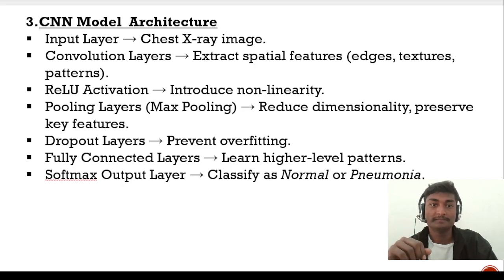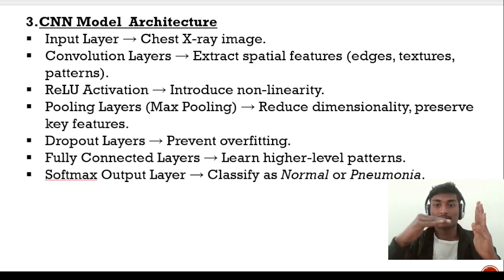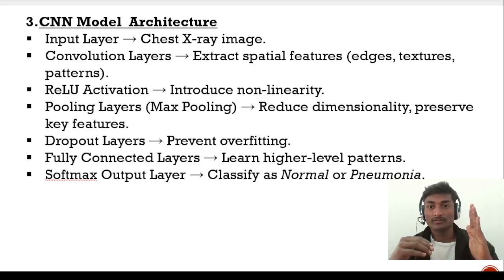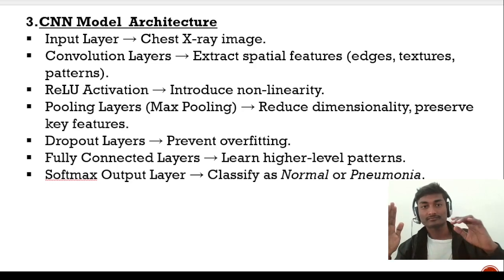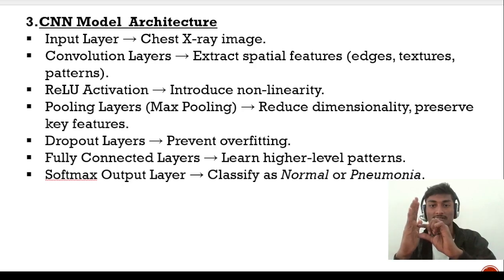ReLU activation function. The ReLU activation function is a non-linear activation function. It is a mathematical function. Pooling layer. We are using max pooling here to reduce the dimensionality. The chest X-ray images, when they go through the input and hidden layers, have high dimension. To convert the high dimension into low dimension, the pooling layers will convert that high dimensional data into low dimension data.